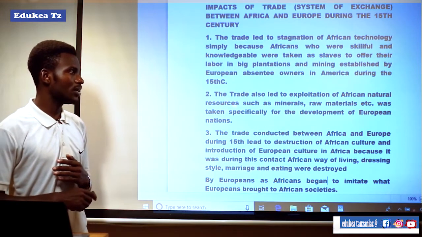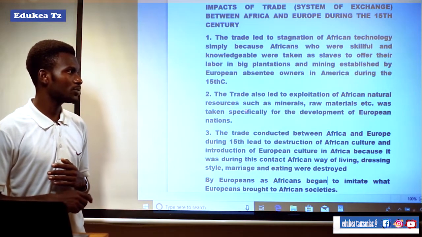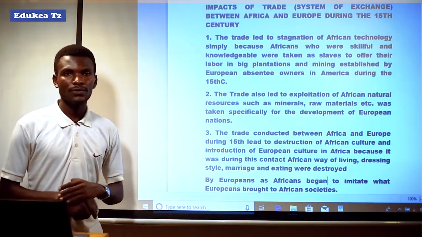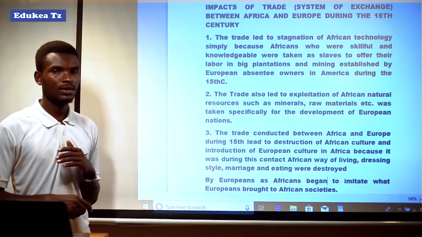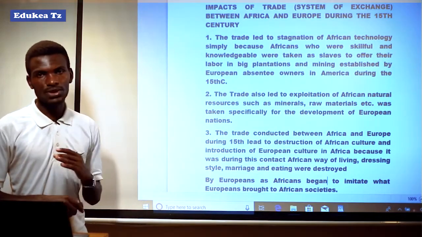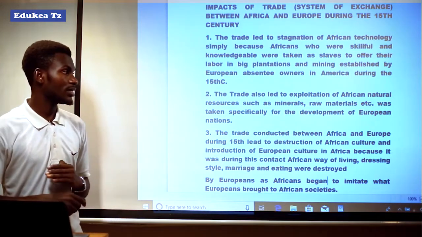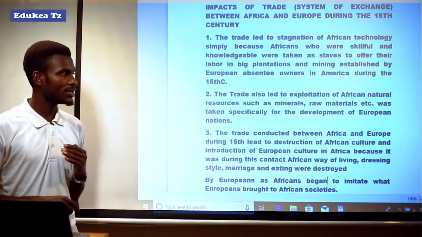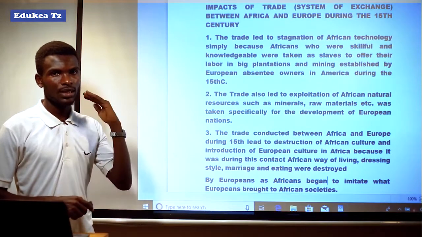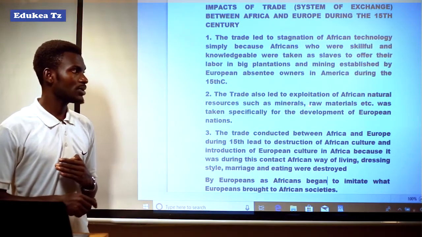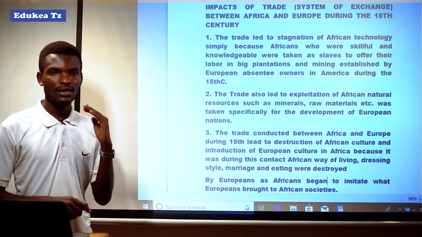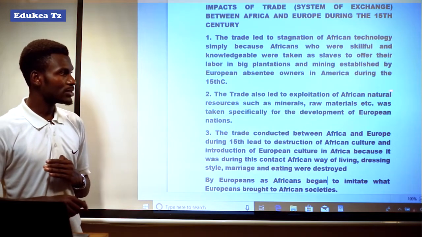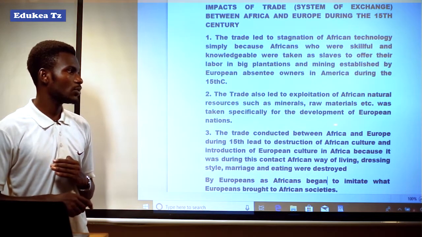Another impact: the trade also led to the exploitation of African natural resources such as minerals, raw materials, etc. It means that the trading activities that involved Europe and Africa led to the exploitation of African natural resources like minerals, such as diamond, gold, copper, silver, which were precious metals in European countries, as well as raw materials which were taken to feed the European industries, and others were taken specifically for the development of European nations.